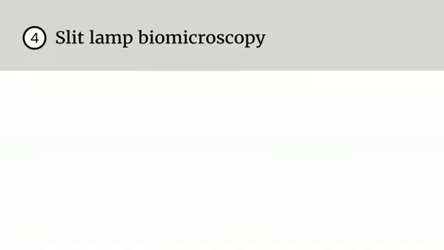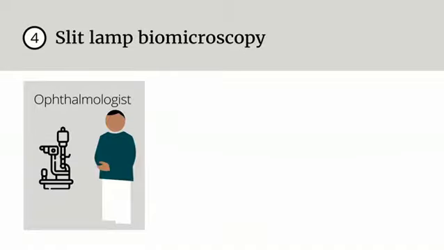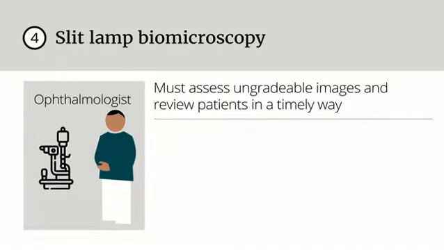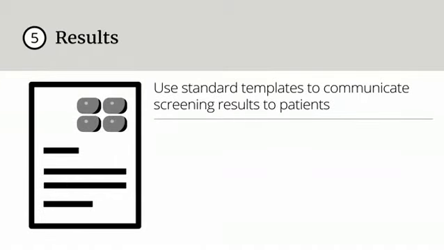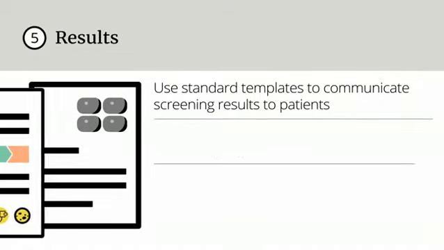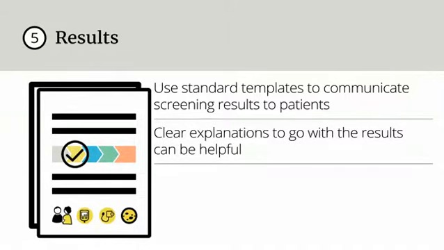Stage 4. Slit lamp biomicroscopy. The ophthalmologist for the screening service must assess ungradable images and review patients in a timely way, and unnecessary referrals can cause delays. The slit lamp biomicroscopy report must be followed up for each patient to establish their treatment pathway or recall them back to screening as needed. Stage 5 is the results stage. It is useful to have standard templates to communicate screening results to patients. Clear explanations to go with the results can also be helpful, so that the patient is not unduly worried or is able to contact the programme for further support.